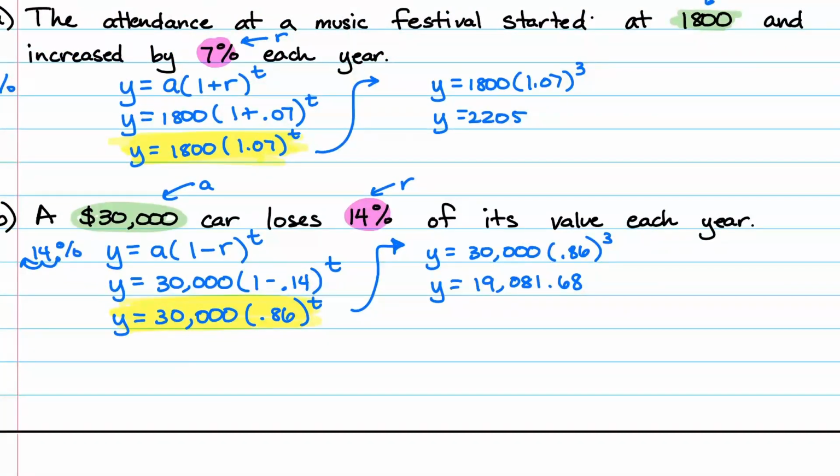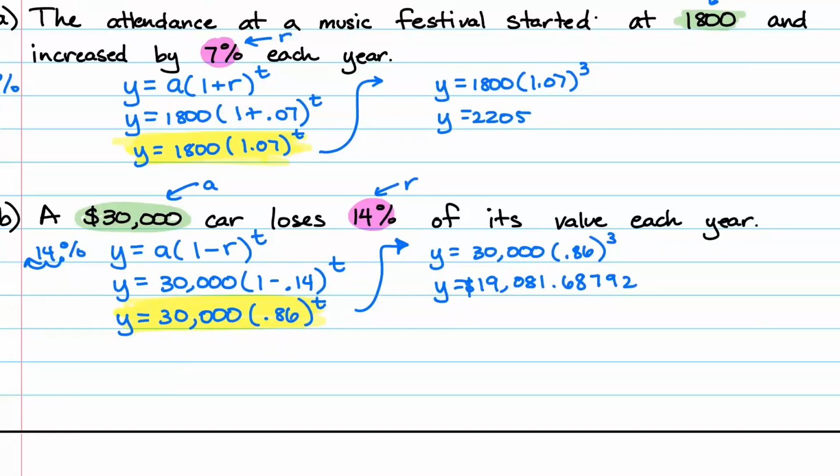This time, doesn't make sense to have the decimals. Well, if this represents money, then this would be $19,081.68. Does it make sense to talk about 68 cents? Absolutely. We do keep those decimals. Now, if it looked like this, it does not make sense to keep all those decimals. It would only make sense to keep the first two, that 0.68.